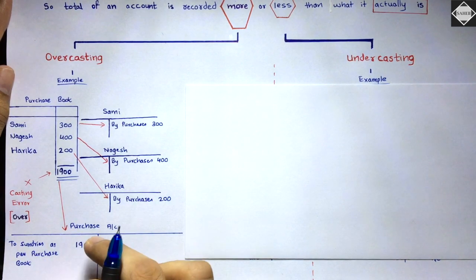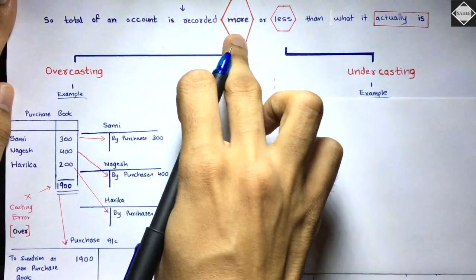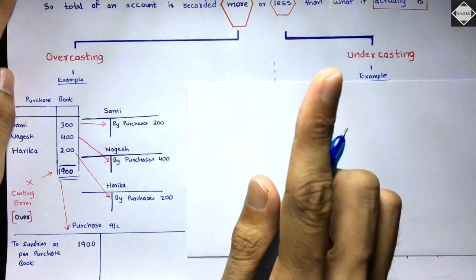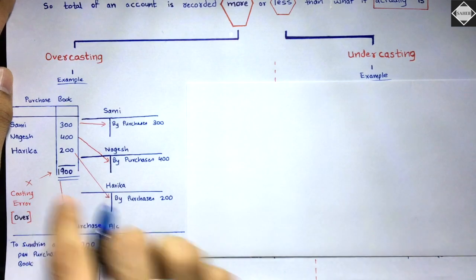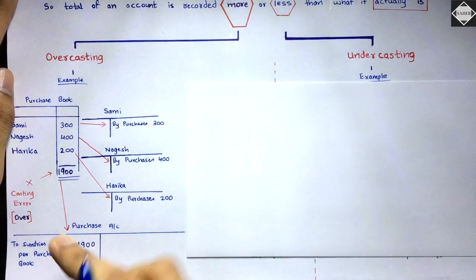So what is the interpretation of this? The interpretation is that the account is recorded more than what it actually is. It has been recorded more. By how much? By 1000, isn't it? Yes, it was supposed to be 900, but you have recorded 1900, 1000 extra.